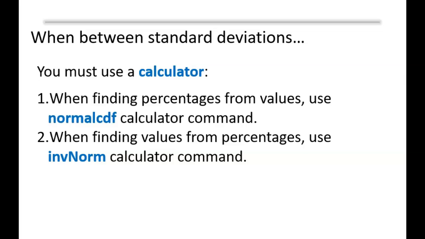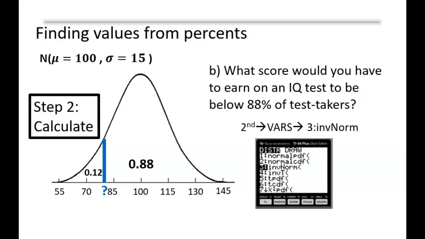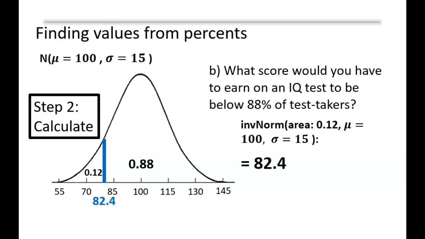But what we want to do here is we can use inverse normal on our calculator, which is another command in the distribution menu. And if you use inverse normal, you want to use the area to the left. Now, some calculators allow you to use the area to the right as well, and you'll see that in some of yours. But in general, you concentrate on using the area to the left or the percentile.